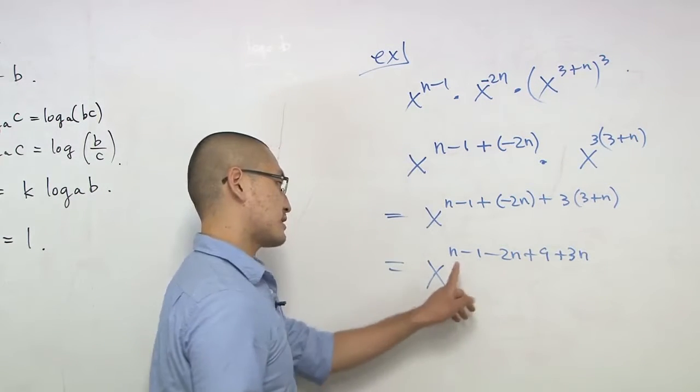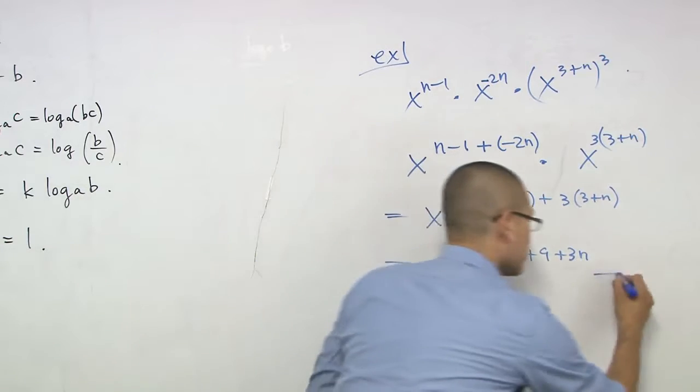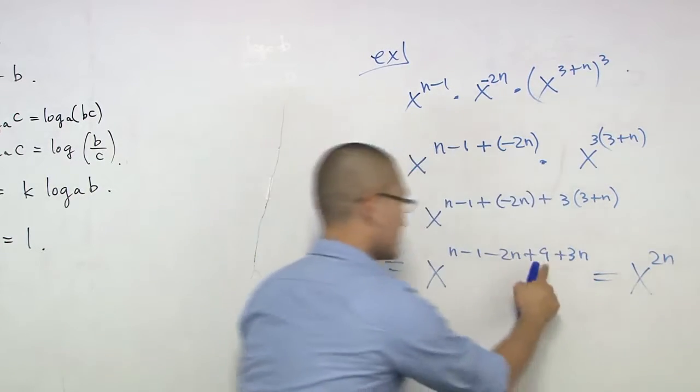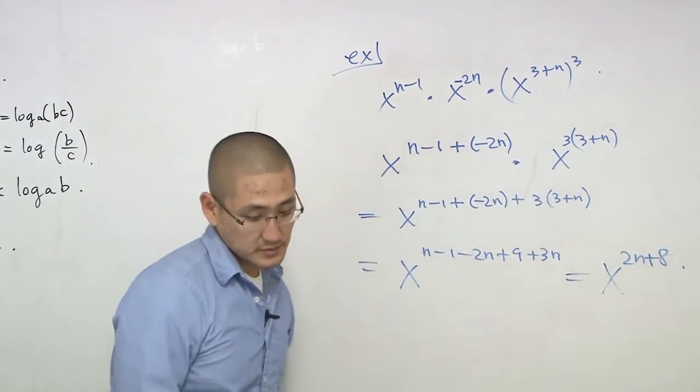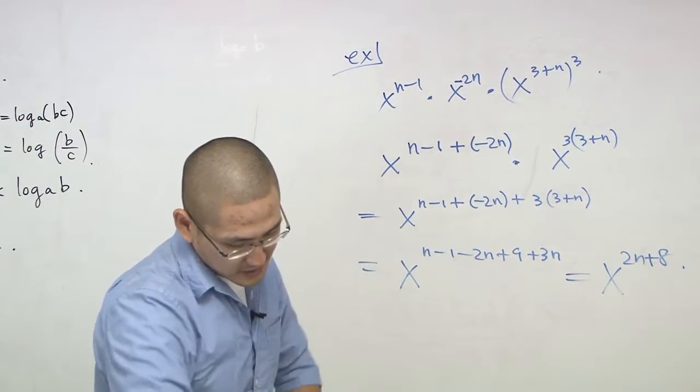Put them together, what do we get? Minus n and 2n. And 9 and minus 1, we get 8. So here's how we put them together.